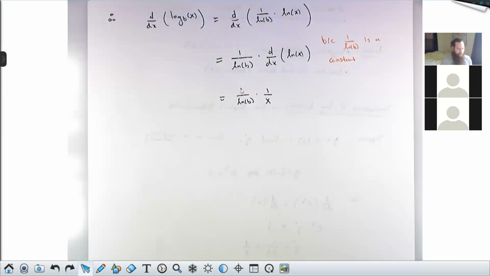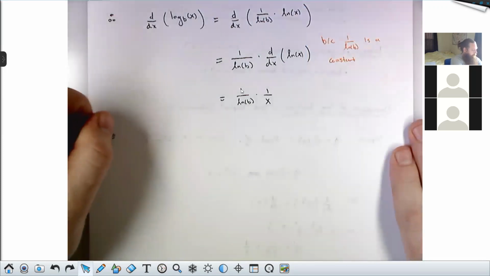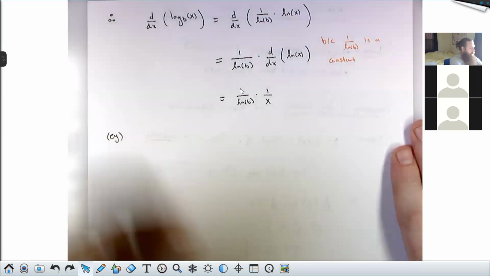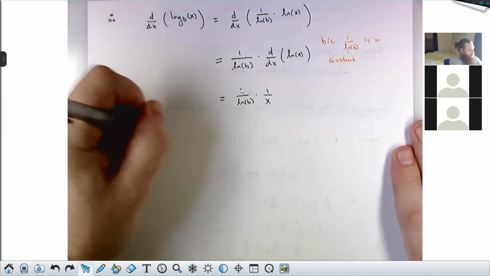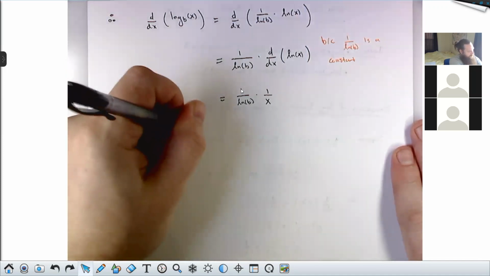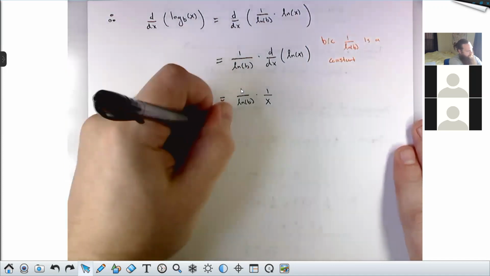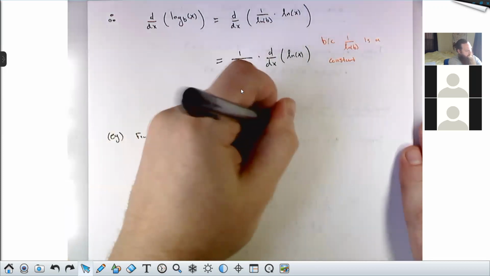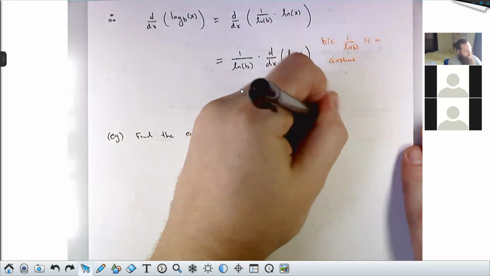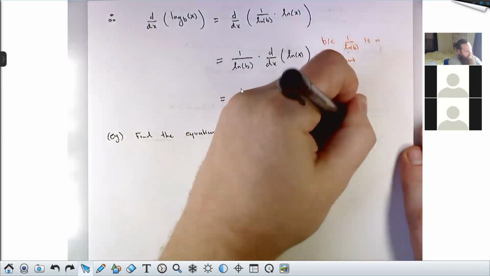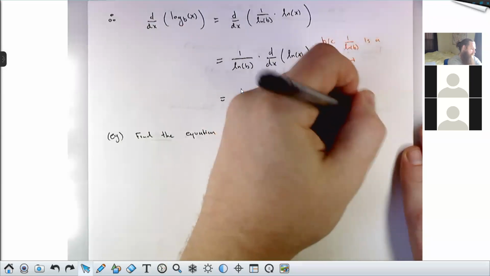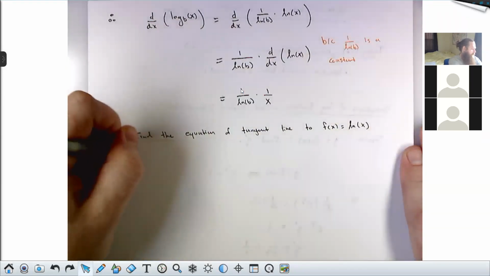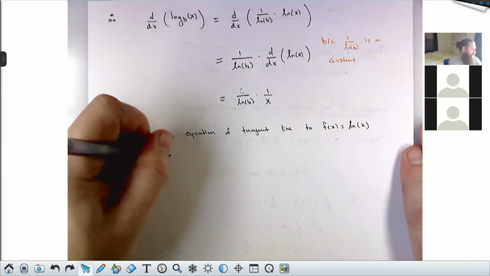Okay. Let's see. So what sort of examples could we look at here? Tangent line stuff is always good. Let's find the equation of the tangent line to f of x equals the ln of x at x equals e.